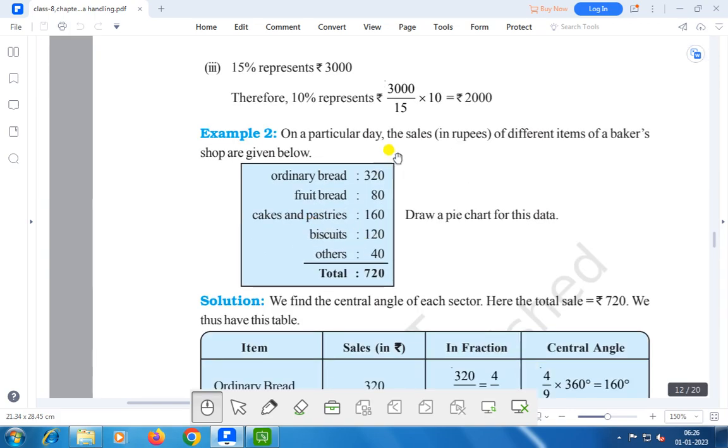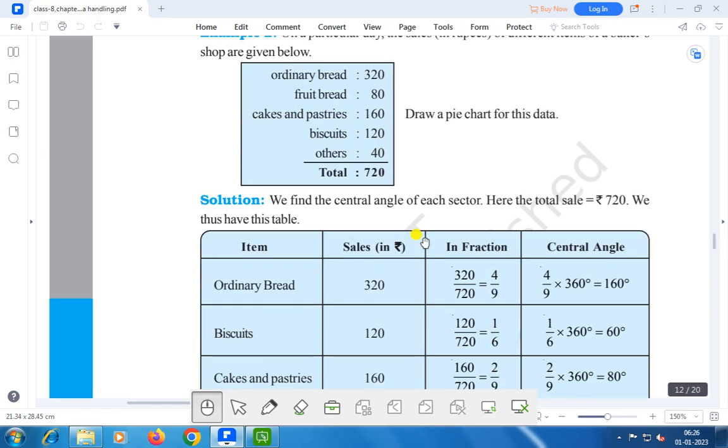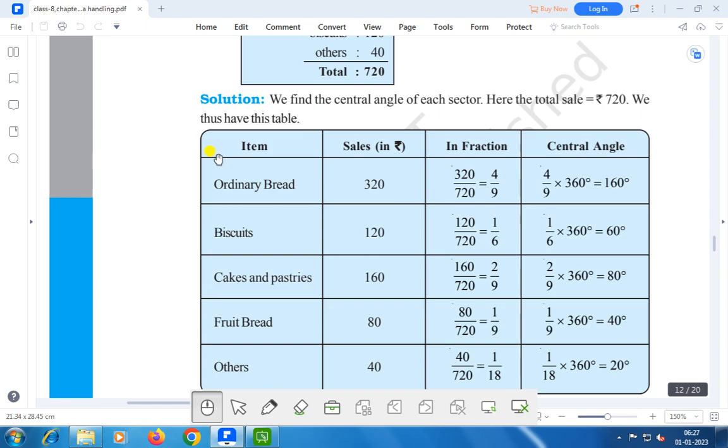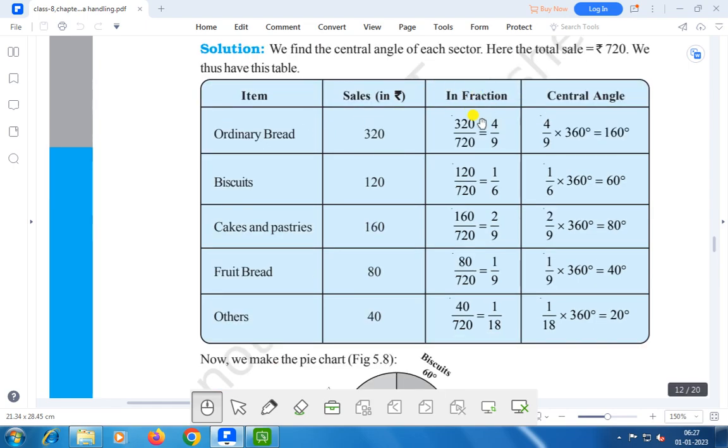On a particular day, the sales in rupees of different items of a baker's shop are given below. Ordinary bread 320, fruit bread 80, cakes and pastries 160, biscuits 120, others 40, total 720. Draw a pie chart for this data. We find the central angle for each sector. Here the total sale is rupees 720. We thus have this table. Sales 320, in fraction 320 by 720 is 4 by 9. Central angle 4 by 9 into 360, that is 160.